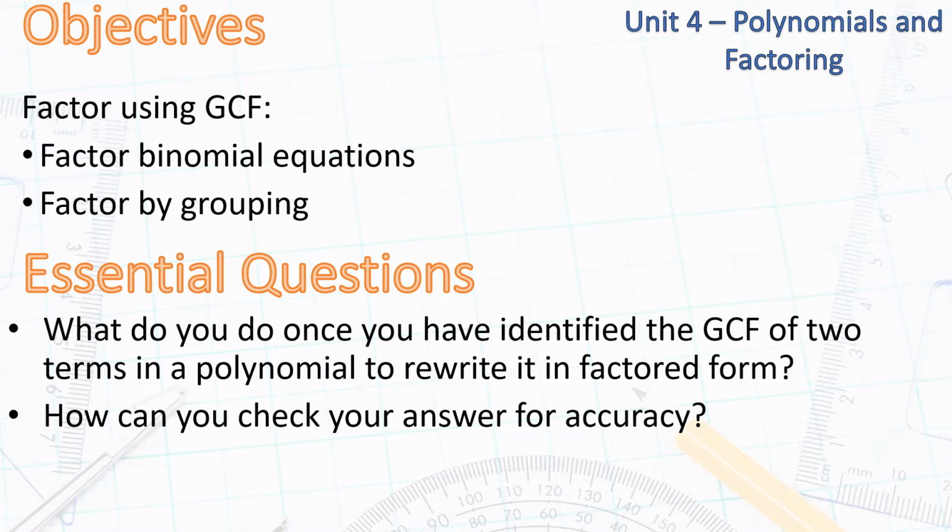And after that we'll look at factoring by grouping. This is another method of factoring. Same strategy, one extra step. Questions for today: what do you do once you've identified the GCF, and how do you rewrite it in factored form? And then how do you check your answer for accuracy?